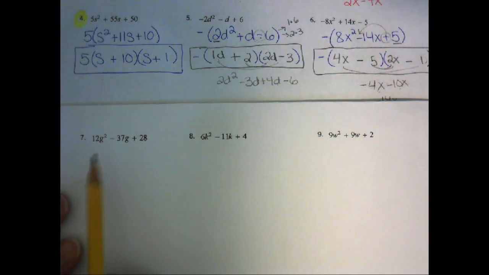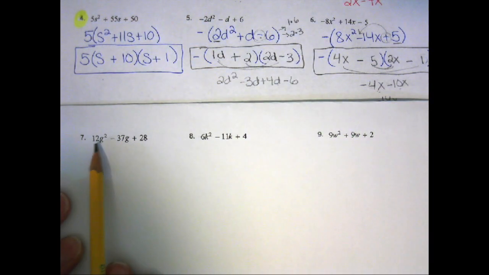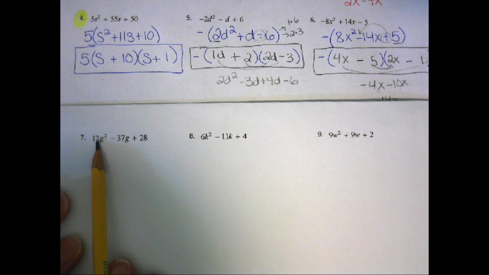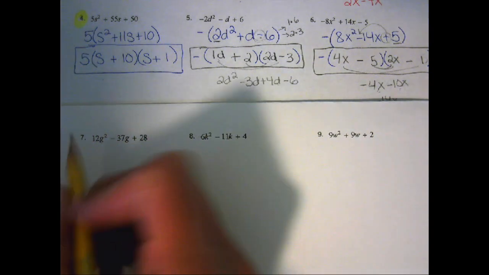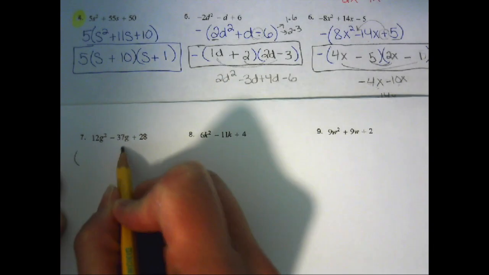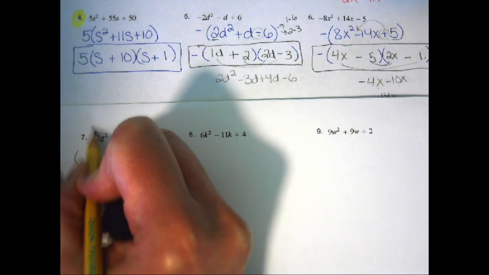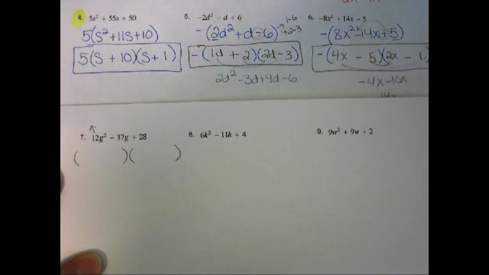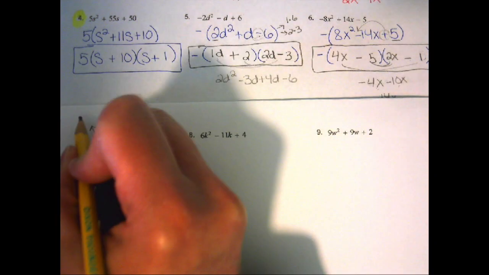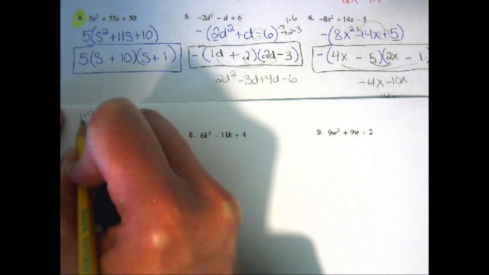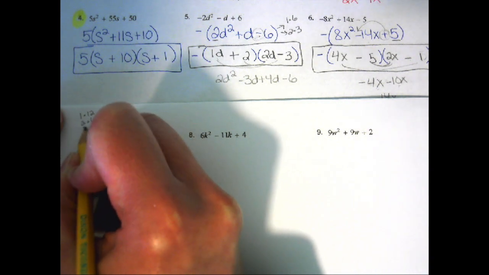Now, number 7 is going to be a challenging one because there's not a greatest common factor. And notice how many different options we have for 12 and for 28. But we just have to give it a try. So let's go ahead and put our 2 binomials down. And again, I really wish we were together so I could ask you guys for some input. 12. So the combinations that multiply to get 12 would be 1 and 12, 2 and 6, and 3 and 4.